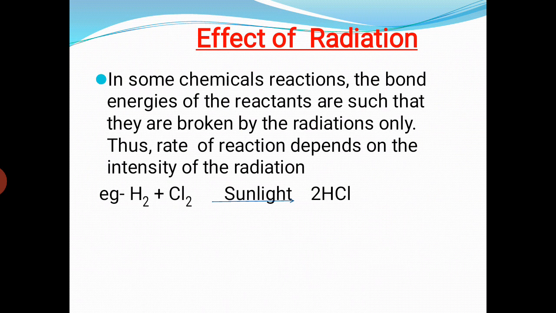Effect of radiations. In some chemical reactions, the bond energy of reactants are such that they are broken by the radiations only. Thus, the rate of reactions depends on the intensity of the radiations. For example, the photochemical combination of H2 and Cl2 takes place in presence of sunlight.